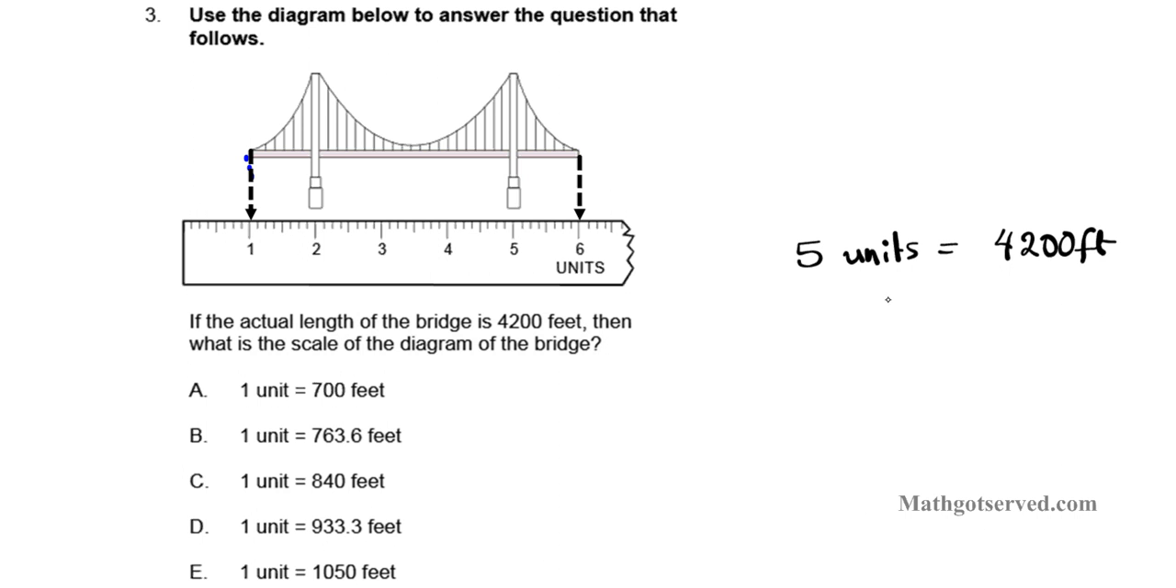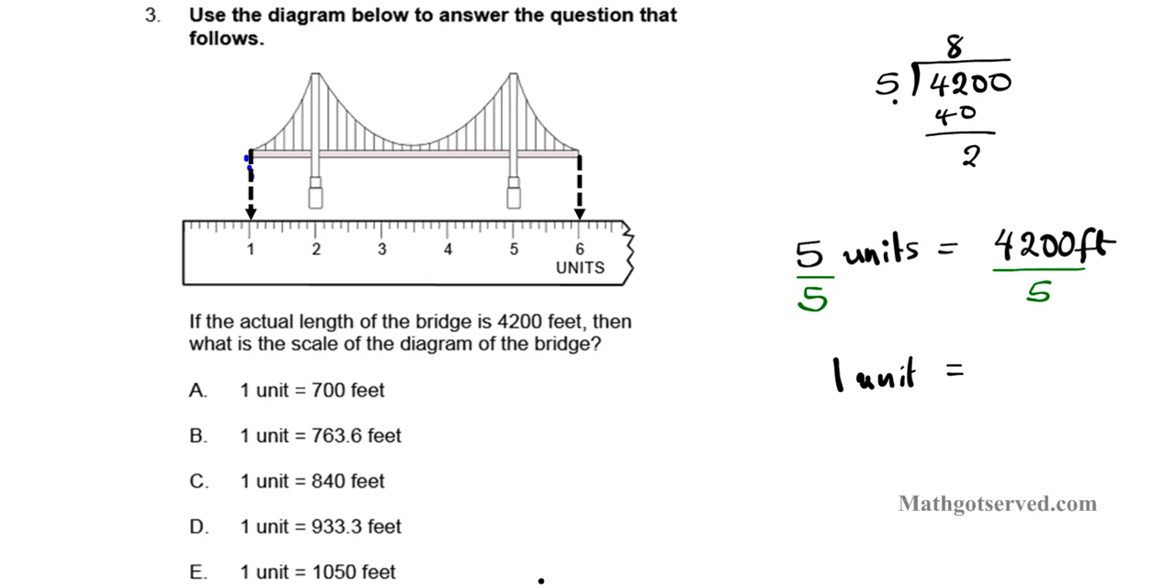Then what is 1 unit going to be? Well, to get 1 unit, from 5, I have to divide 5 by 5, right? So divide this by 5, and to preserve equality, we divide that by 5 also, okay? So if you divide that out, you have 1 unit equals, now let's divide 4,200 by 5. I can use long division and just do that. 5 doesn't go into 4, 5 goes into 42 8 times. 8 times 5 is 40, subtract 2. Bring down a 0, 5 goes into 20 4 times, and the last 0, just move it up, 840. So 1 unit is 840 feet, okay?